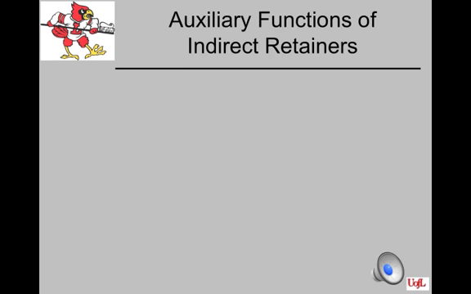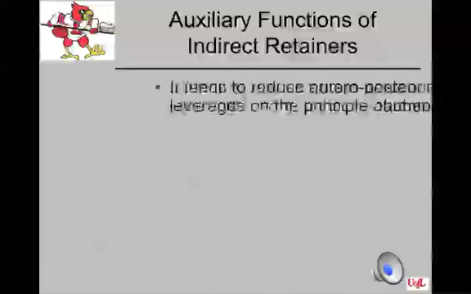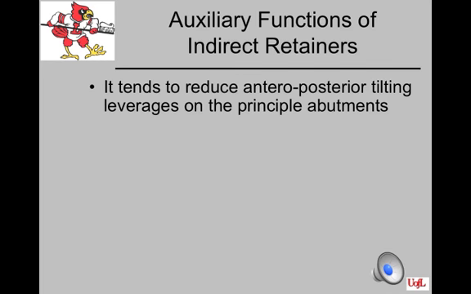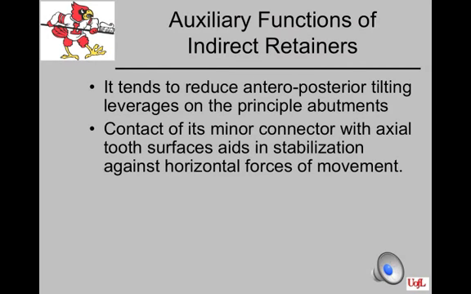There are some auxiliary functions of indirect retainers. The indirect retainer can reduce the anterior-posterior tilting leverages on the principal abutment teeth if they're properly placed in the rest seats. Also, the minor connectors contact the axial surfaces of the teeth and aid in their stabilization against horizontal forces of movement due to mastication and occlusion or parafunctional activity.